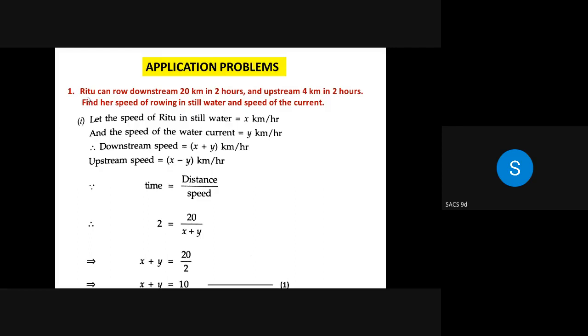So the first problem, Ritu can row downstream 20 kilometer in 2 hours and upstream 4 kilometer in 2 hours. Now what is downstream and upstream? First you need to understand that.